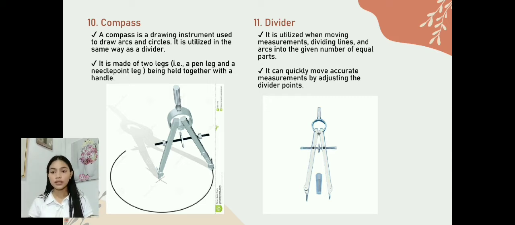Next is the divider. It is utilized when moving measurements, dividing lines and arcs into the given number of equal parts. It can quickly move accurate measurements by adjusting the divider points. So clearly, these two objects are very similar to one another, but let's not be confused about it.